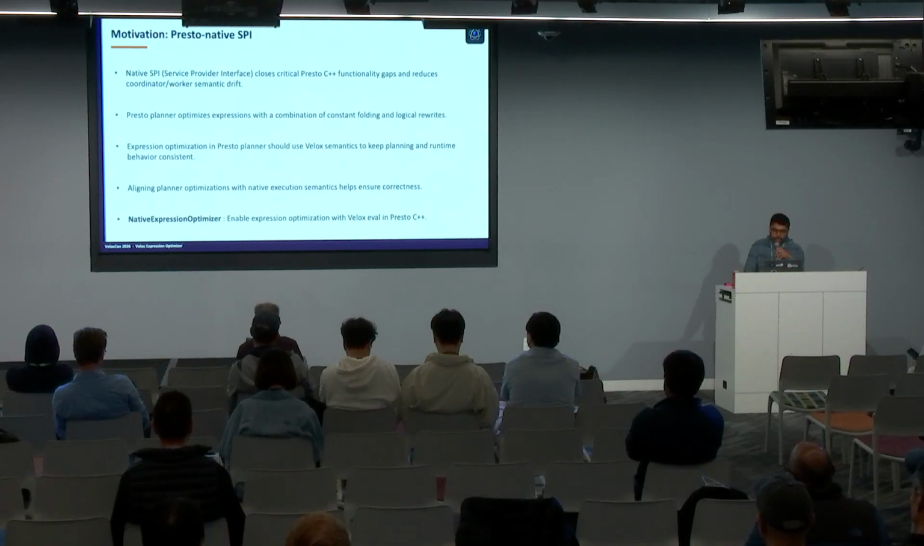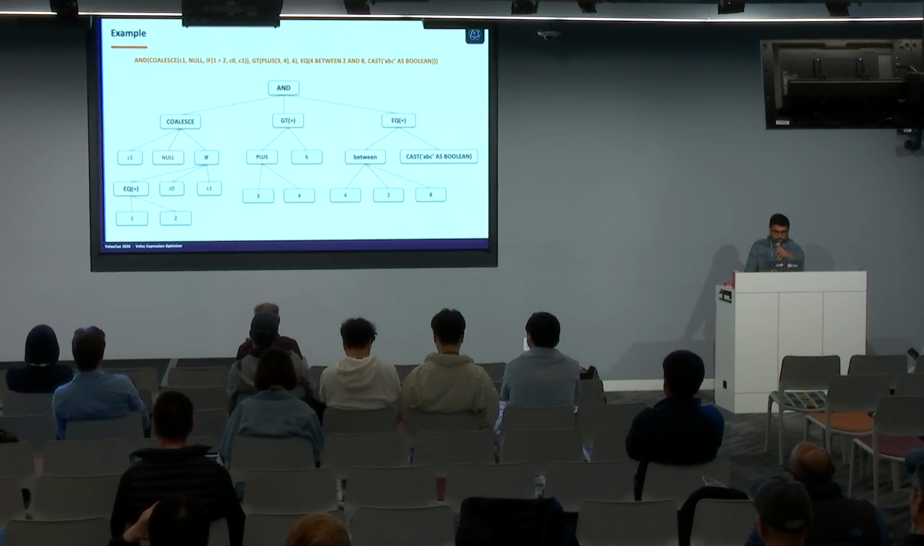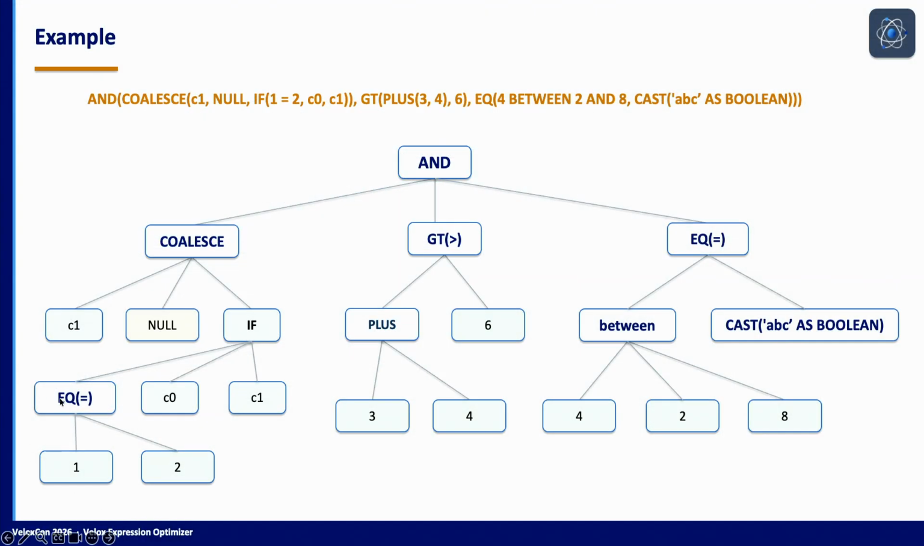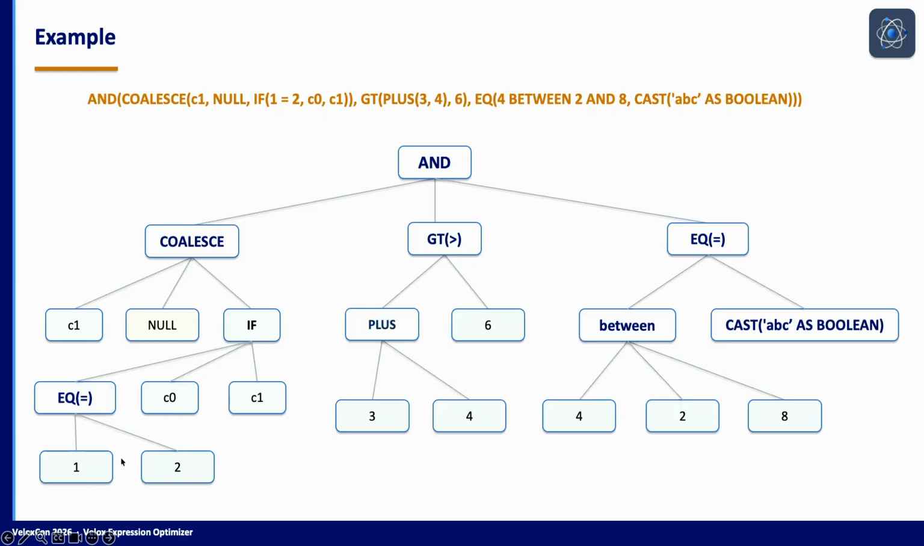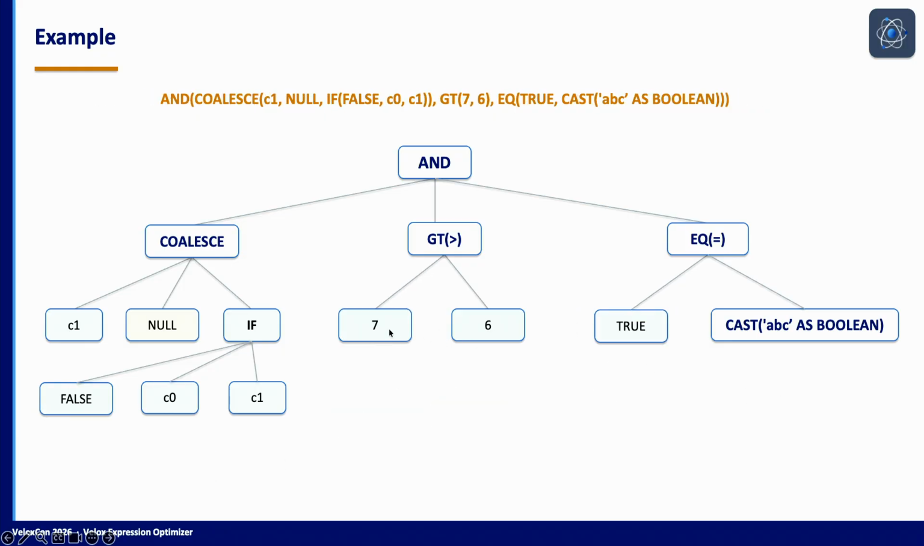Let's take a look at one of the examples. Here we have a sample expression tree with a nesting level of 4. This is just used for illustration and doesn't represent an expression from any actual workload. Right off the bat, you can see that you have 1 equals 2 here, then 3 plus 4, and then 4 between 2 and 8. These can all be folded, and that's what happens in the first pass. You fold these from the input. 1 equals 2 becomes false, 3 plus 4 becomes 7, and the between evaluates to true.